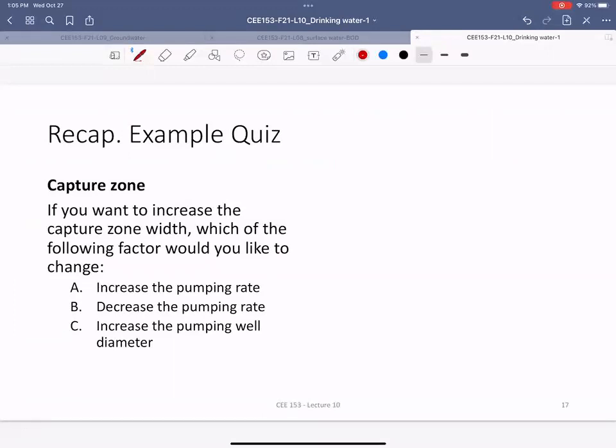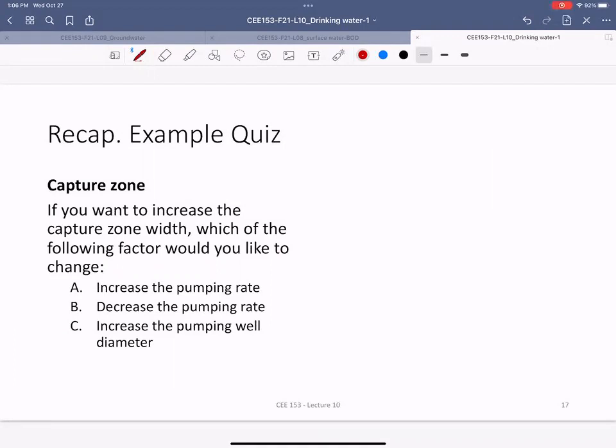Last question. If you want to increase the capture zone width, which of the following factors would you like to change? So you want to draw down a lot more further areas. Increase the pumping rate, decrease the pumping rate, increase the pumping well diameter. Which one is obvious?